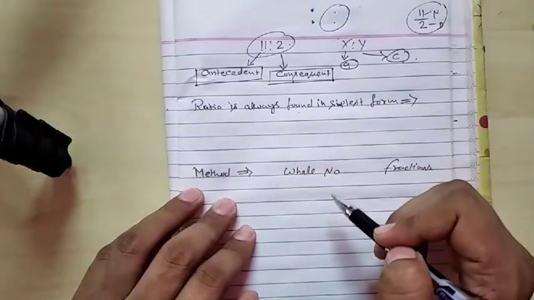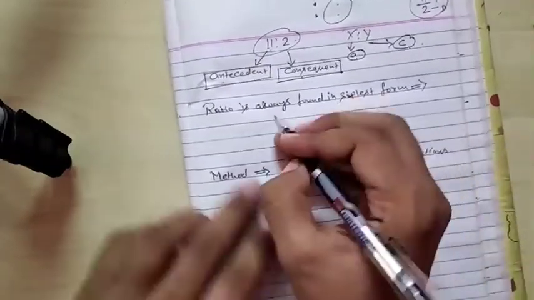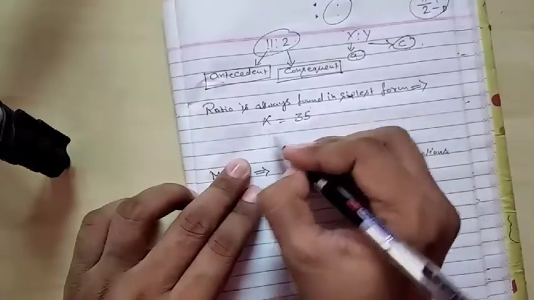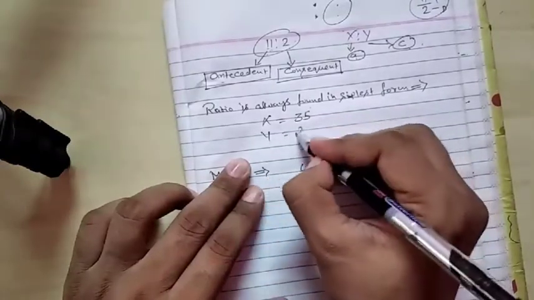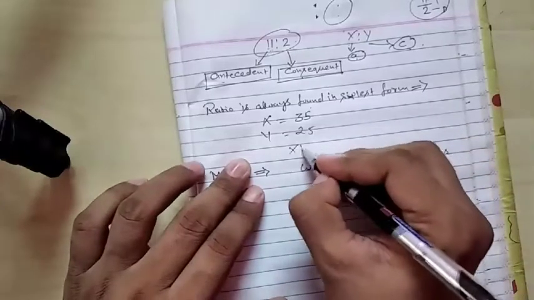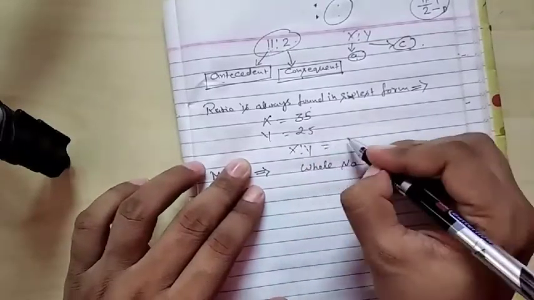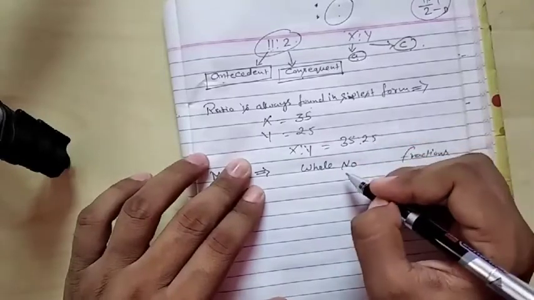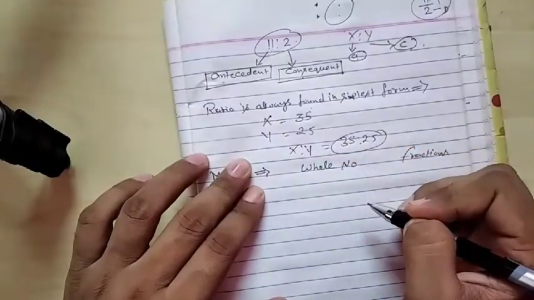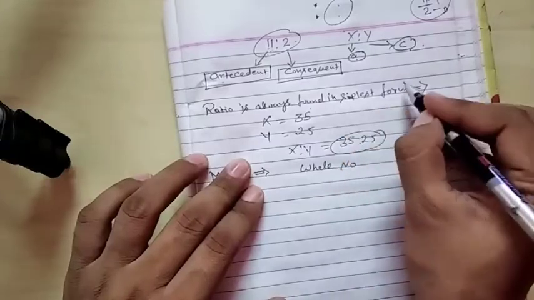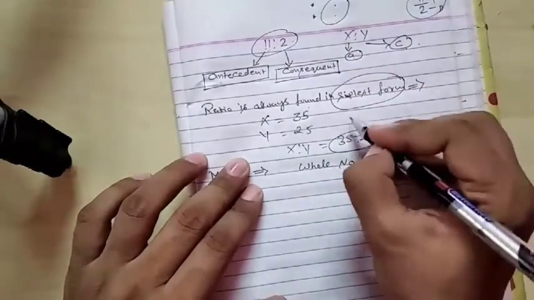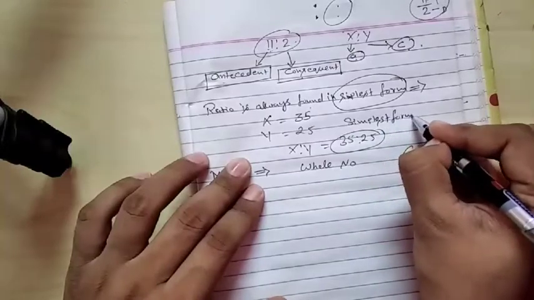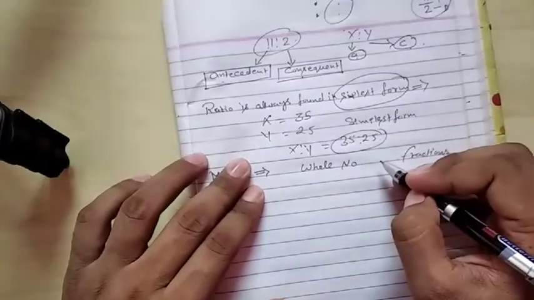Ratio is always found in simplest form. Suppose the value of x is equal to 35 and the value of y is equal to 25. So what will be the ratio of x is to y? So what do you do? You will write like this, but this is not a ratio. Ratio is always in the simplest form. And how do you find the simplest form of this?